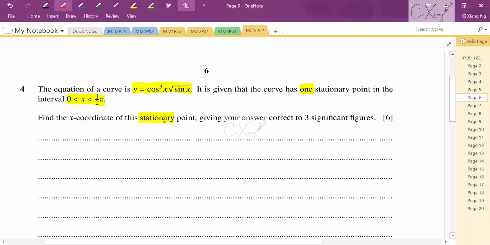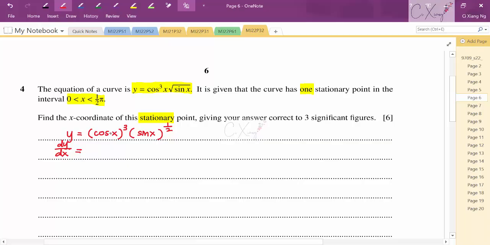When they're looking for a stationary point, we have to link this by using differentiation, dy/dx. We have our equation here, y equals cos power 3 x, so I write it like this: cos x power 3, and then sine x square root, that means sine x power half. So for equation y, we have the product of two functions, cos power 3 and sine power half. Therefore, to apply the differentiation, I have to use the product rule.